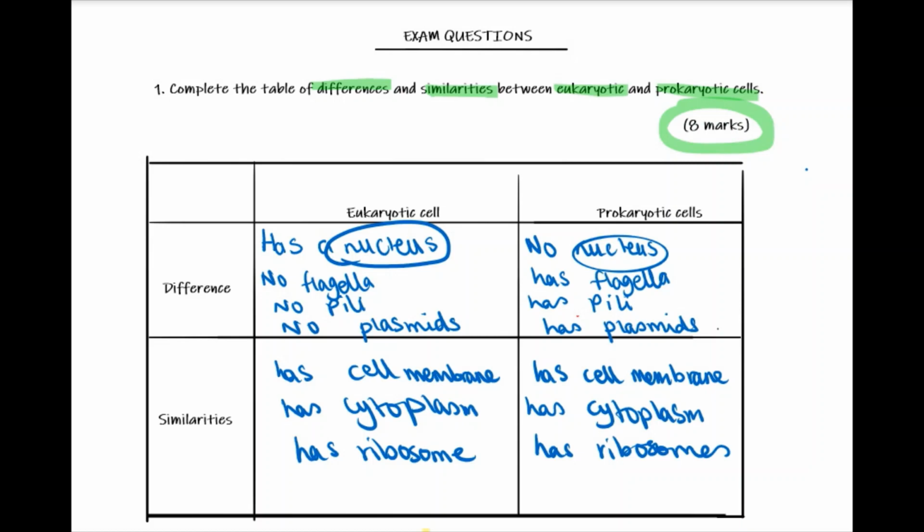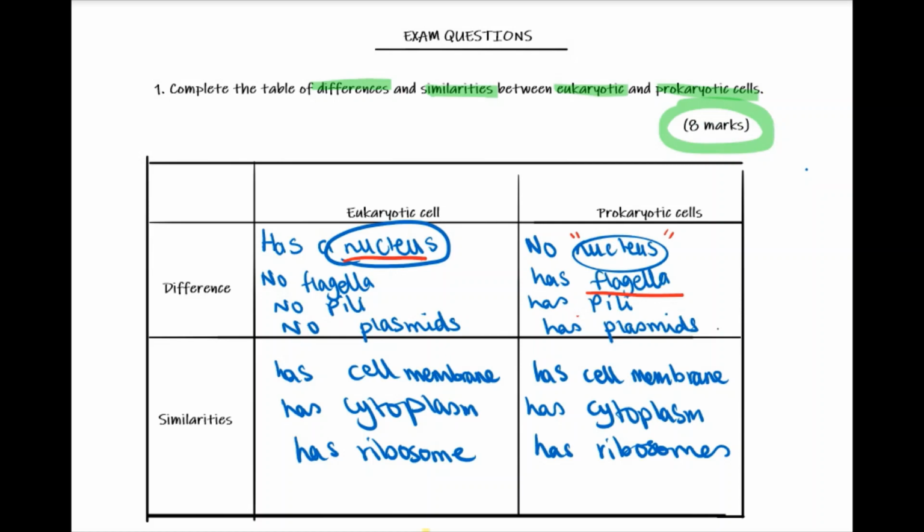So the main marks usually lost on this type of question is when students might mention the nucleus on one side for the eukaryotic cell, but then might mention the flagella on the other side without making reference to the nucleus. And because they do that, that then loses the mark.